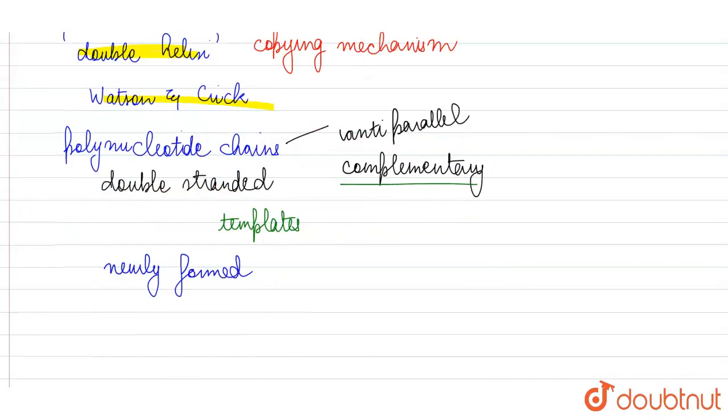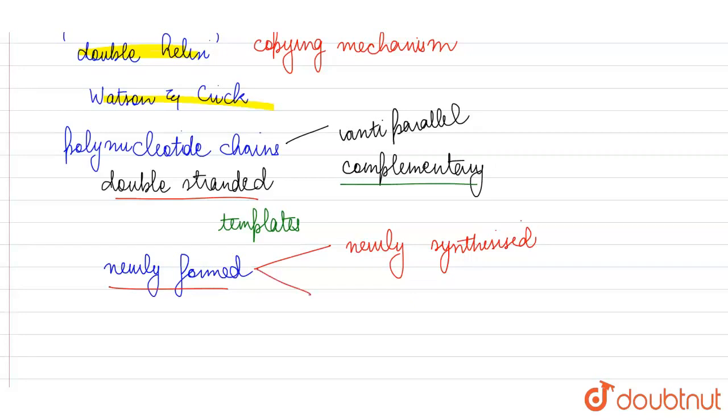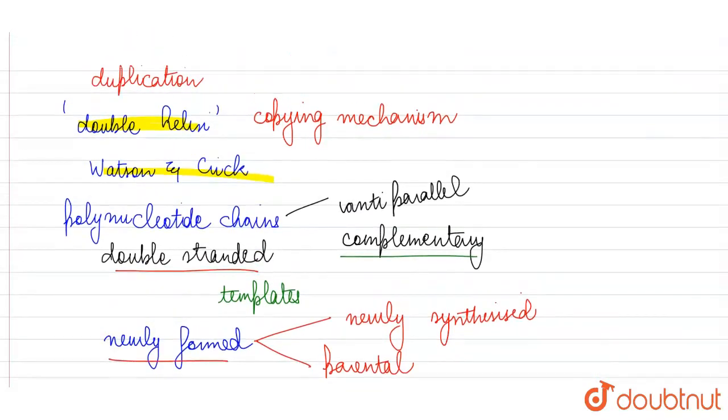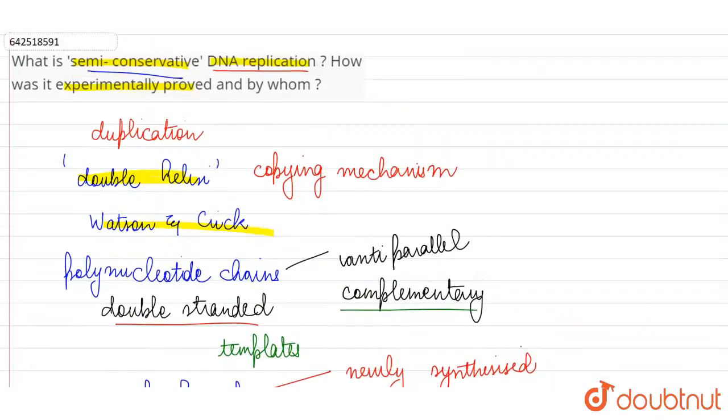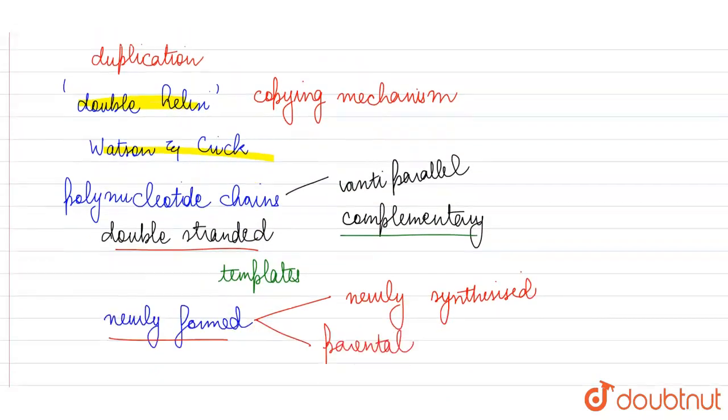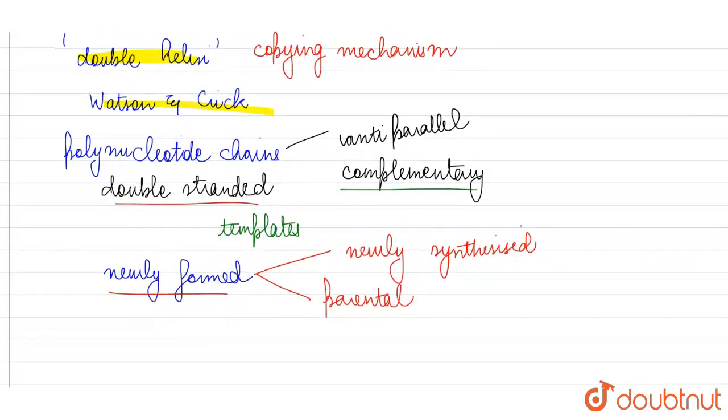means that suppose a double-stranded DNA is being replicated, then in the newly formed DNA, one of the strands, one of the polynucleotide chains is going to be newly synthesized, whereas the other one would be the parental or the template strand. So this copying mechanism, which has been suggested by Watson and Crick, is known as semi-conservative DNA replication, which means any double-strand DNA is going to contain one newly synthesized and one old parental strand.